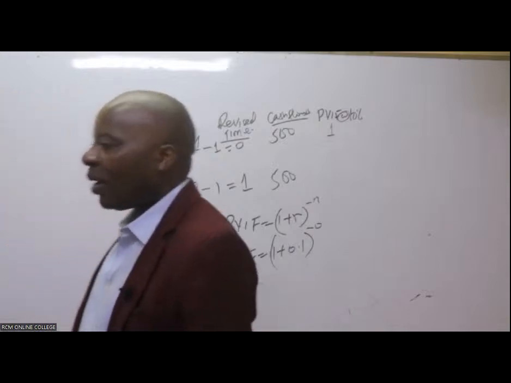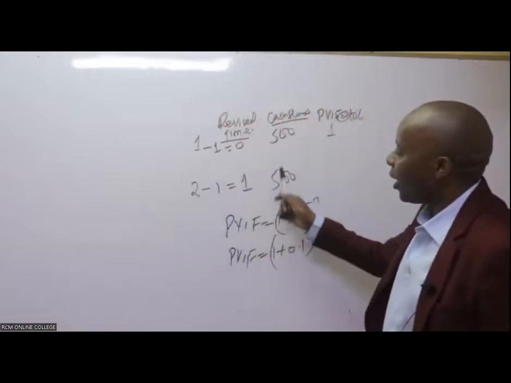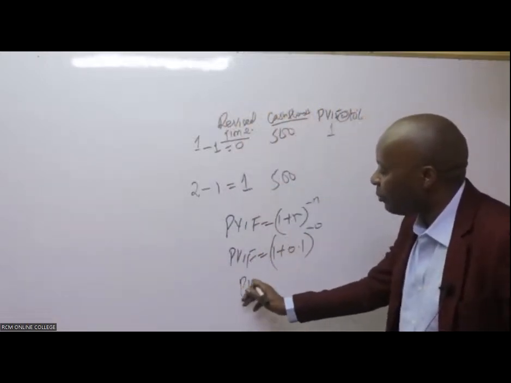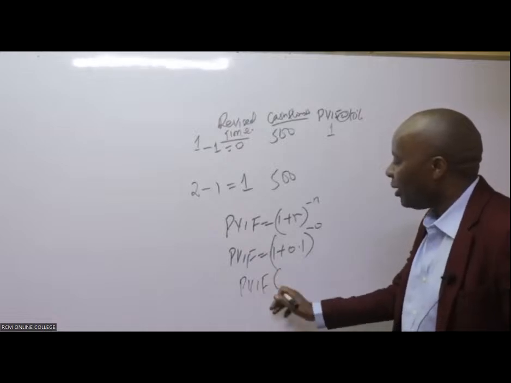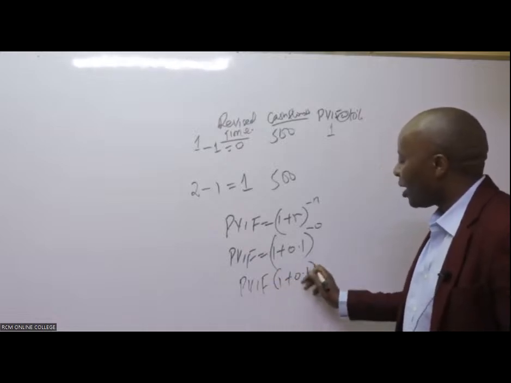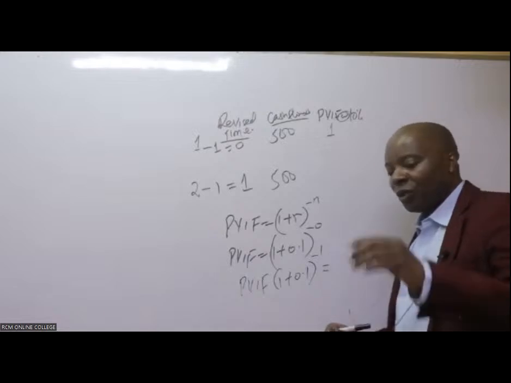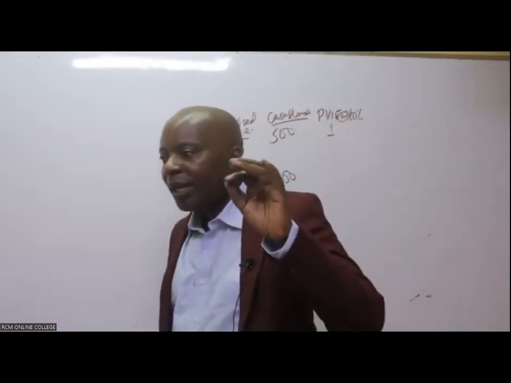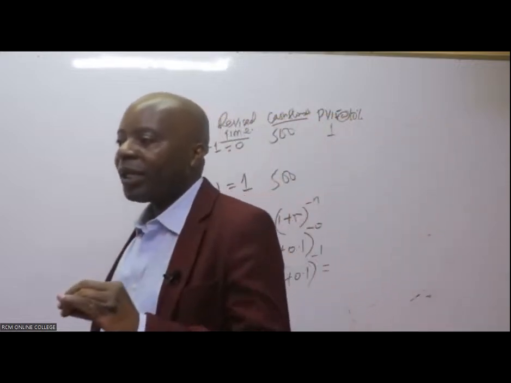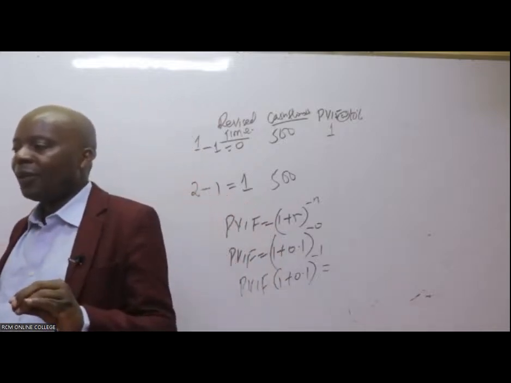So that is 1. How about when n is 1? Can somebody give me this PVF when n is 1? So it will be 1 plus 0.1 raised to negative 1. Please ensure that you are able to pick your calculator and raise it yourself.